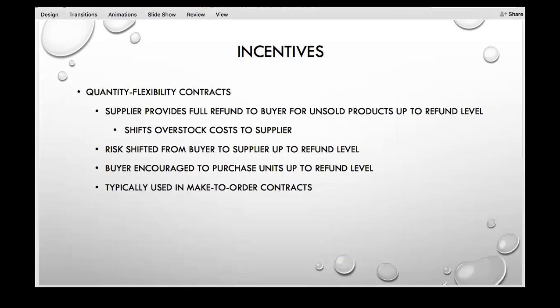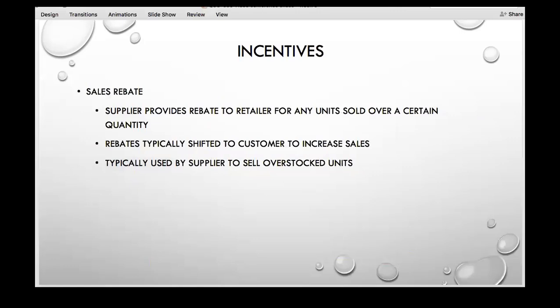So now, sales rebate, and this is the last one that I cover. Basically, it provides a rebate to the retailer for any unit sold over a certain quantity. This is the general rebate strategy. The supplier says, "Hey, look, we have a whole bunch. For any units sold over a certain amount, we'll provide a rebate." We had a very lengthy discussion in the discussion questions about how rebates work.